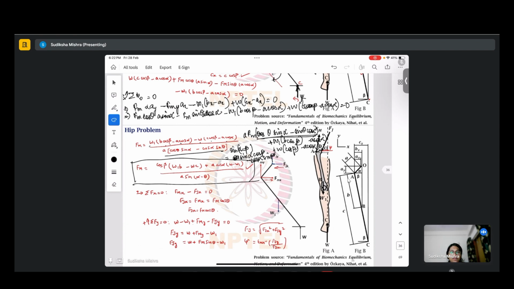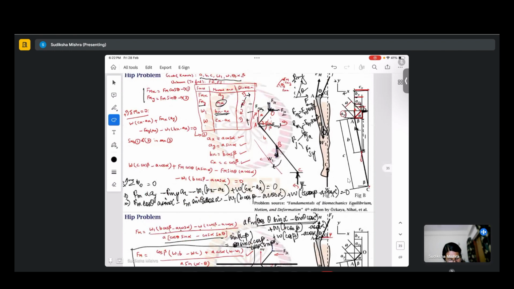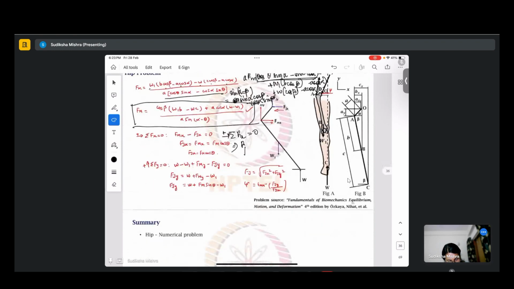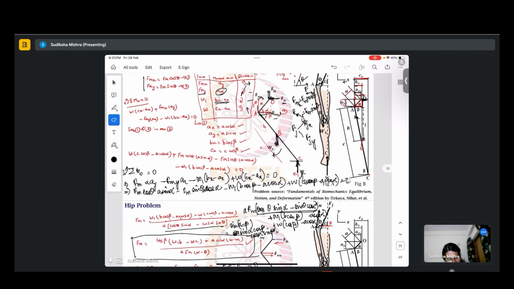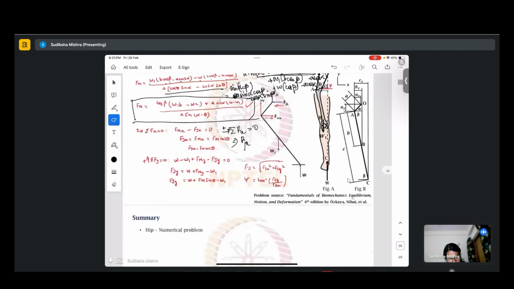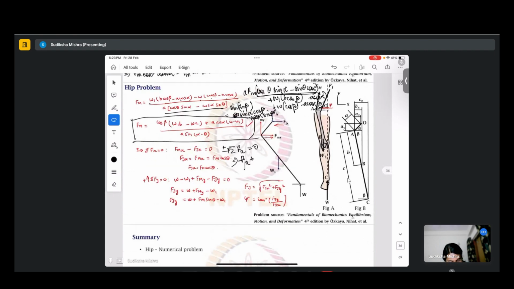Now that you have Fm, you can compute both the components of Fj. You assume that this is the positive x, and in the x component there are only two forces here, Fjx, which is in the negative direction, and Fmx, which is in the positive direction. Minus Fjx plus Fmx is equal to 0. So Fmx is equal to Fjx.